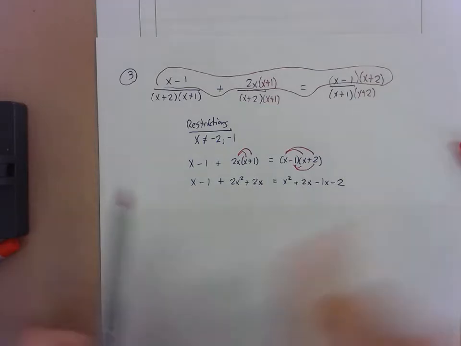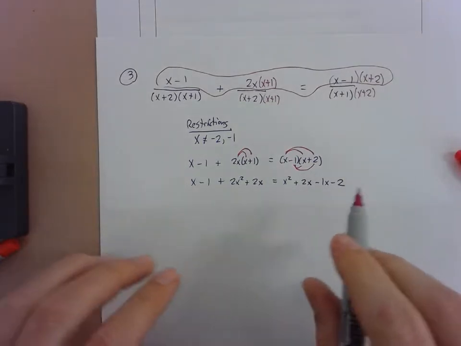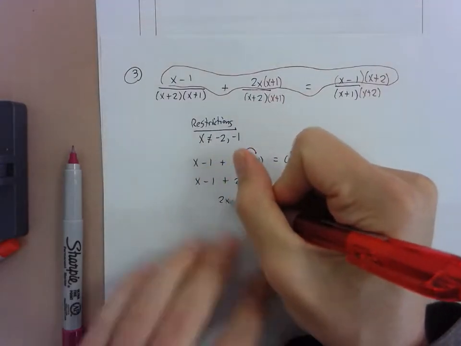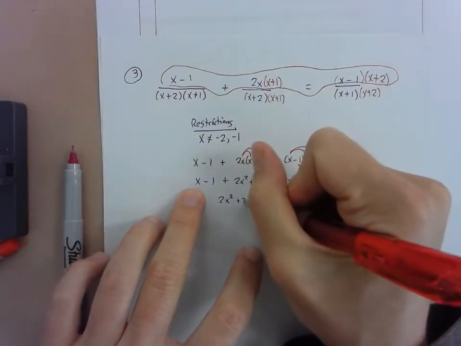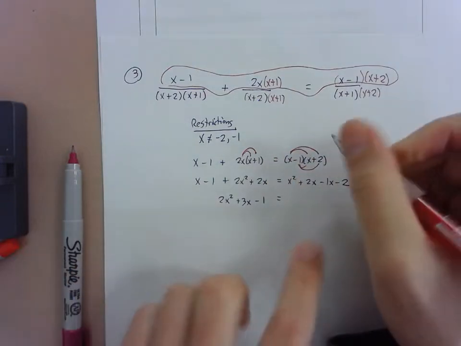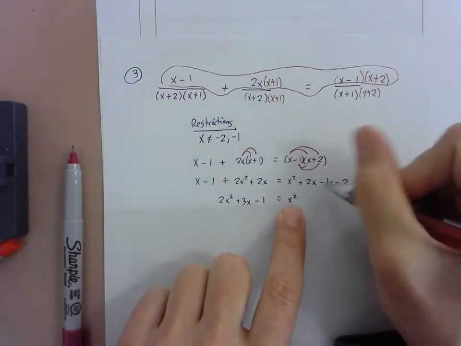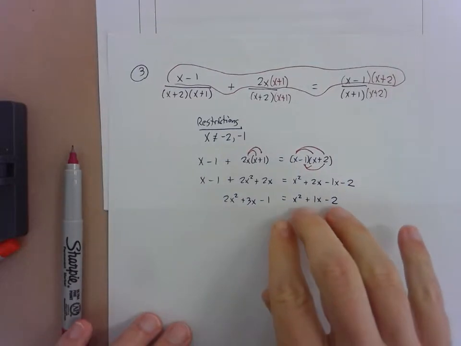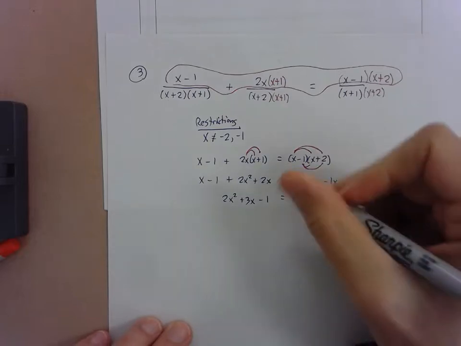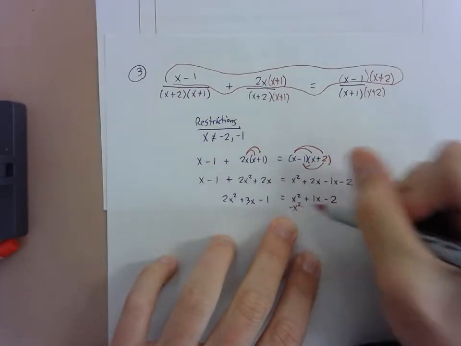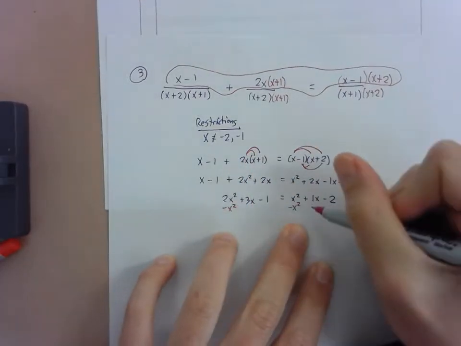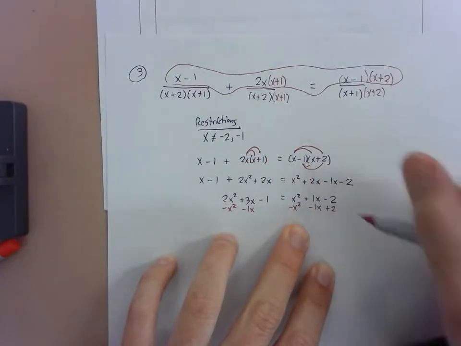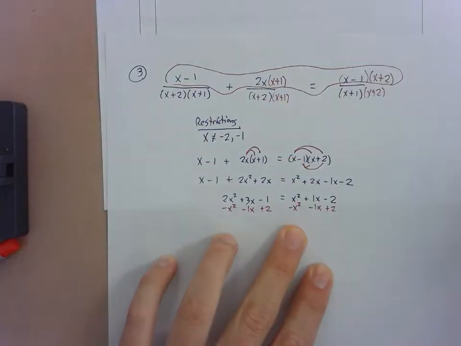So I'm going to move everything to the left side. Actually, let me combine like terms first. That'll be easier. So that's going to be 2x squared plus 3x minus 1. This is going to be x squared plus 1x minus 2. So it looks like if I bring everything over to this side, that's going to make my life a little bit easier. So I'm going to subtract x squared from both sides. I'm going to subtract 1x from both sides. And I'm going to add 2 to both sides, so that way my right side can be 0.